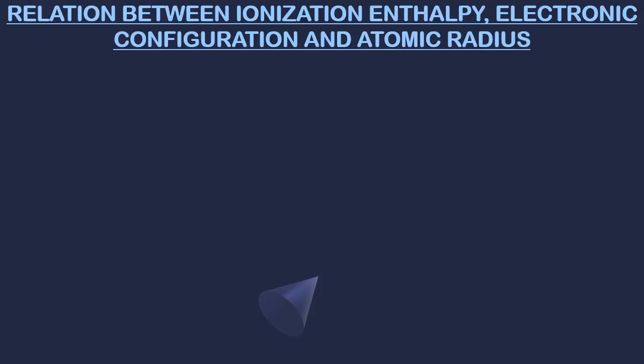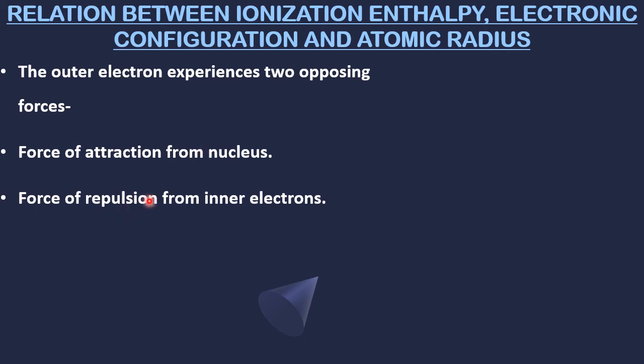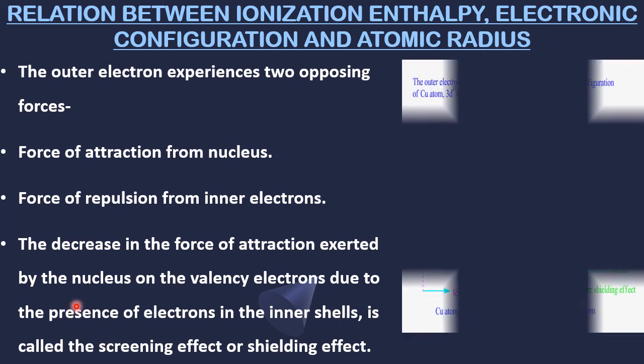Now, the relation between ionization enthalpy, electronic configuration and atomic radius. The outer electron experiences 2 opposing forces: the force of attraction from the nucleus and the force of repulsion among themselves, they repel each other. So there is repulsion among themselves and protection for the outer electron. Because of this, the decrease in the force of attraction exerted by the nucleus on the valence electrons, due to the presence of inner electrons, is called screening effect or shielding effect.